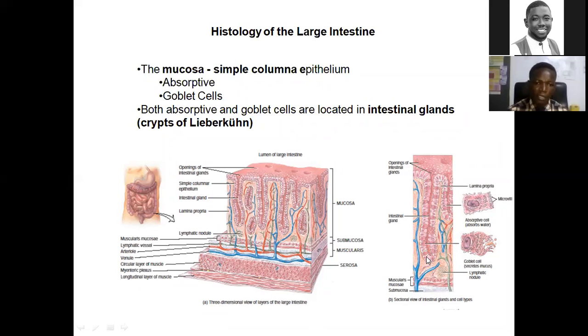So this one is the intestinal gland, and these intestinal glands are lined with various types of cells. We have what we call the absorptive cell. The absorptive cell has a brush border. I don't know whether you can see the other end.